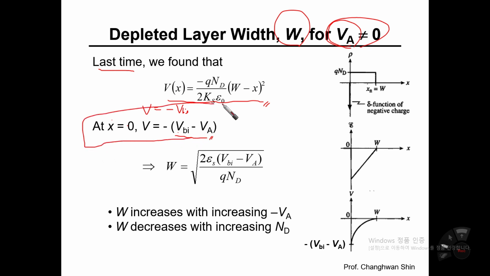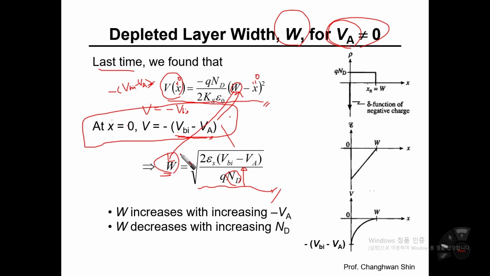So using this boundary condition, you plug in x is 0, and this left-hand side is equal to minus (VBI minus VA). Afterwards, you rearrange all the terms with respect to W, then you derive this equation. And again, with a heavily doped semiconductor, the depletion layer width becomes narrow. However, with forward bias or reverse bias, the depletion layer width is affected.